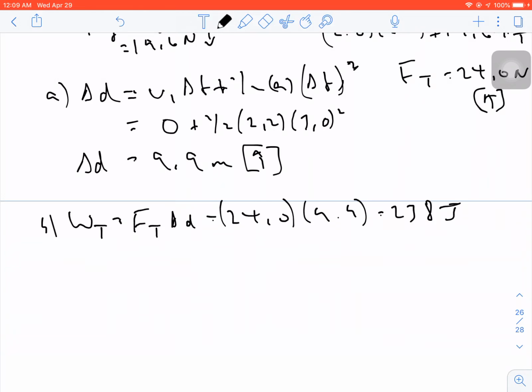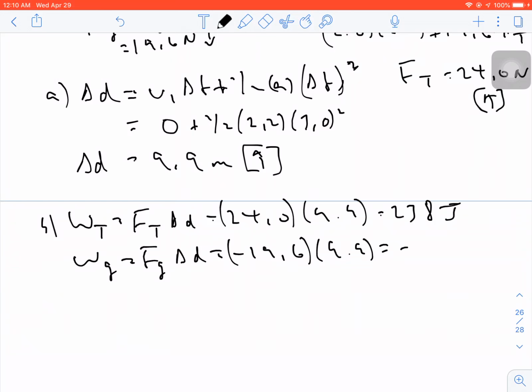Okay, again, remember, it's not a vector quantity. If I look at the work that's done by gravity, because remember gravity is applying a force over a distance, the force here is negative 19.6 newtons over a distance of positive 9.9 meters. And I end up with a work done by gravity of negative 194 joules. Okay, so that's B.